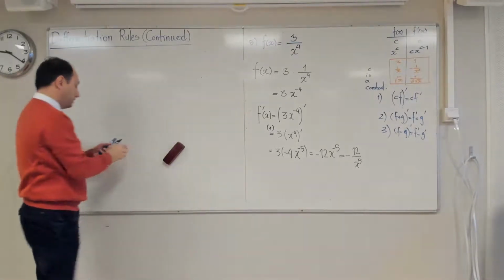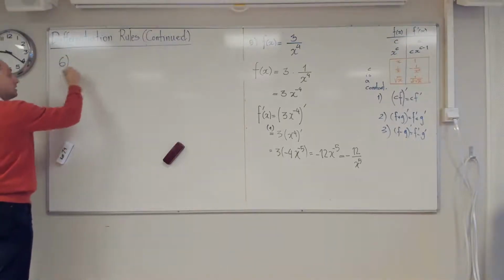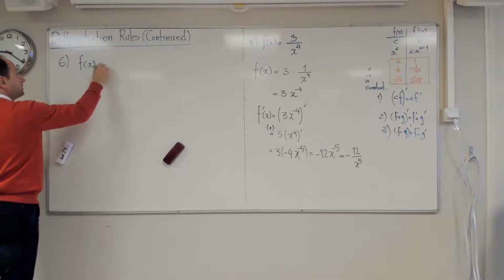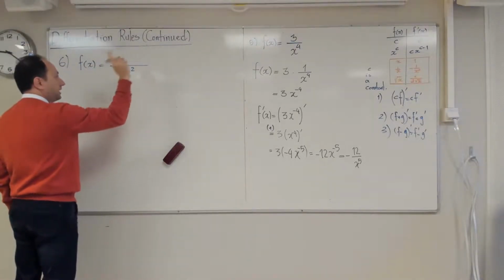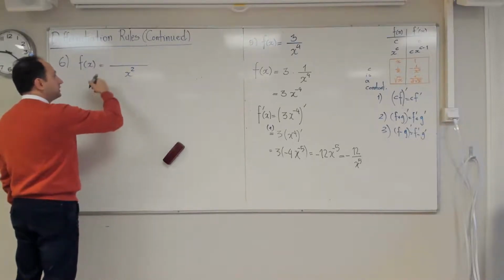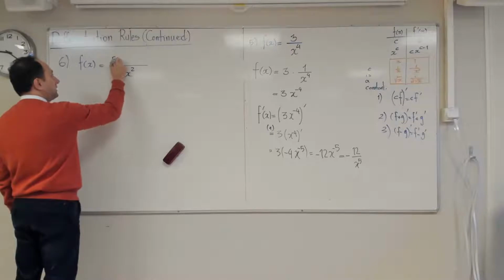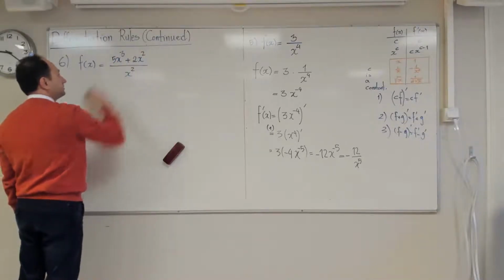So let me just write number 6 here. So number 6, I have f of x. Let me start with a little bit simpler one. So let me write x squared in the denominator, one term. And let me write 2 terms, for example, in the numerator. 5x to the 3 plus 2x squared.